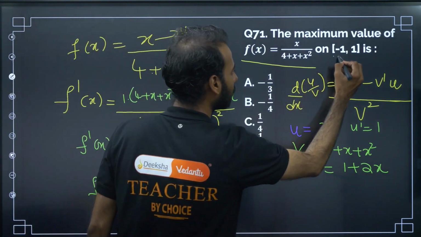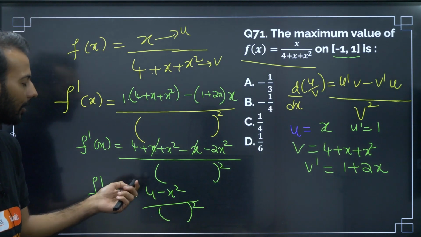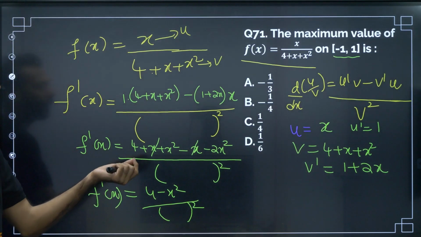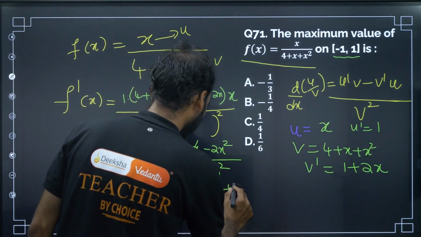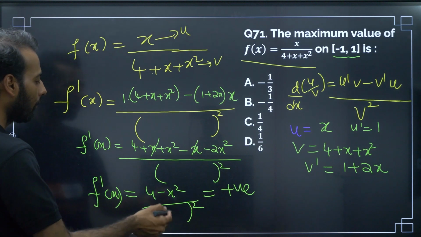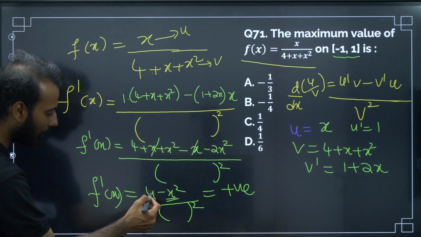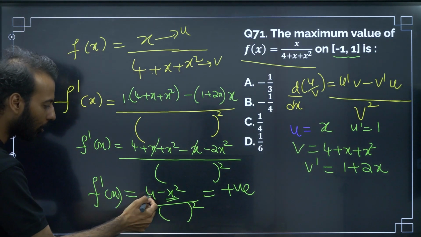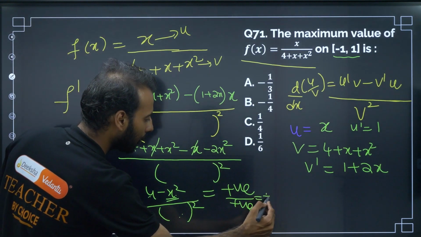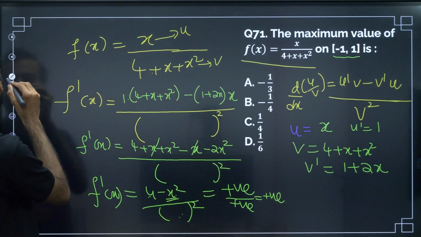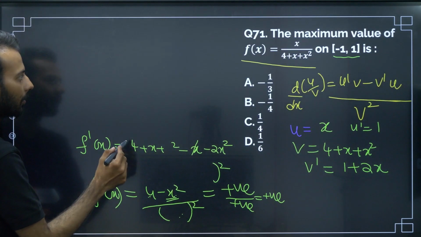Also this x is in minus 1 to 1. If I am taking x from minus 1 to 1, x square will always be less than 4. So 4 minus something less than 4 is positive. Positive by positive is positive. So f dash of x is positive.